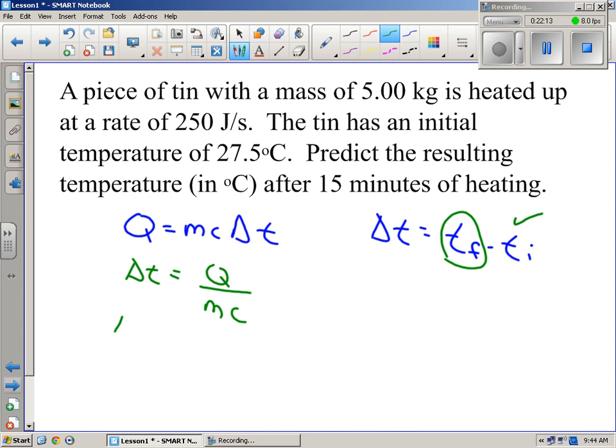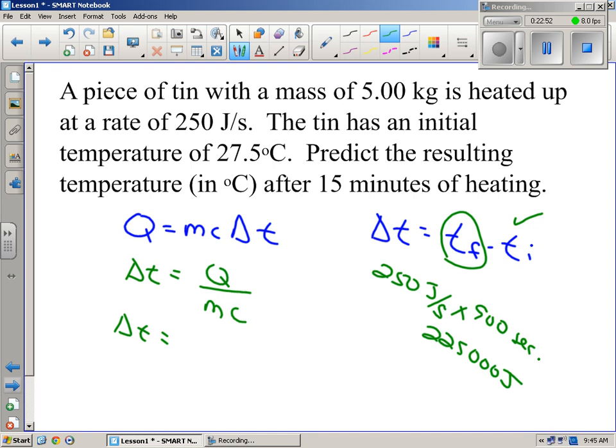What do we have here? Well, let's see. Q. How much Q are we going to have? Well, it's 250 joules per second for 15 minutes. Well, 15 minutes, of course, we need to change that into seconds first of all. So that's 900 seconds. Okay? So if it's 250 joules for every second, and I got 900 seconds, well, 250 joules per second times 900 seconds is 225,000 joules. Okay?